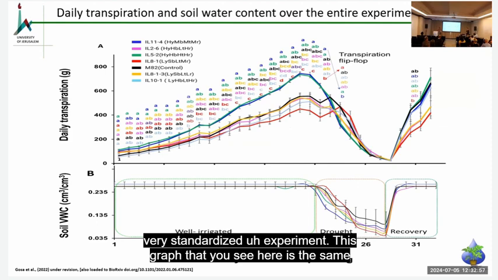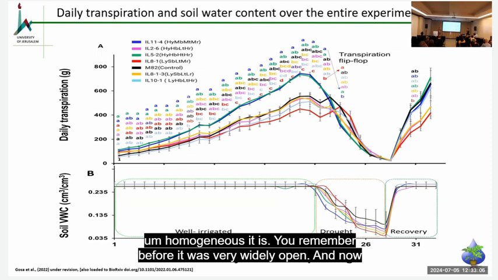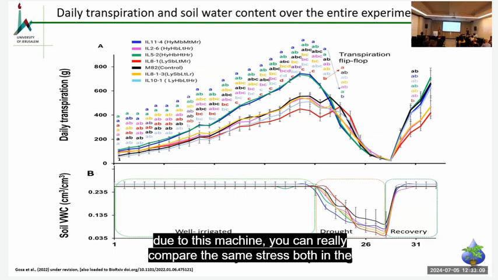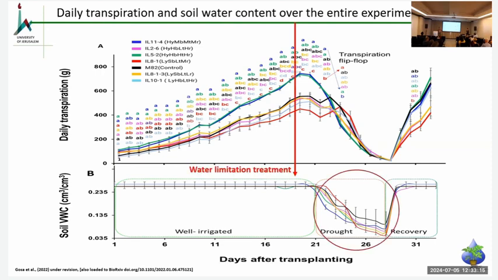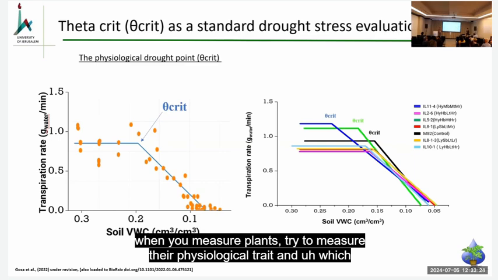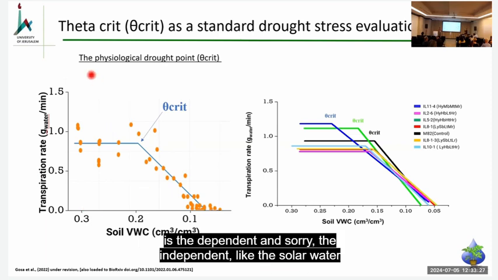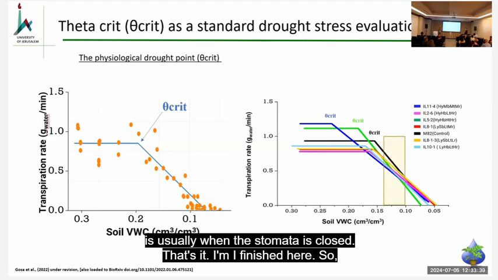This graph that you see here is the same tomato line I showed before, but now look at the soil water content, how homogeneous it is. You remember before it was very widely open, and now due to this machine, you can really compare the same stress both in the soil and in the atmosphere. I'm short of time, so I just wanted to add another last thing. When you measure plants, try to measure the physiological trait, the dependent and the independent variables like the soil water content together, and decide the stress based on the physiological point, which is usually when the stomata is closed. That's it.